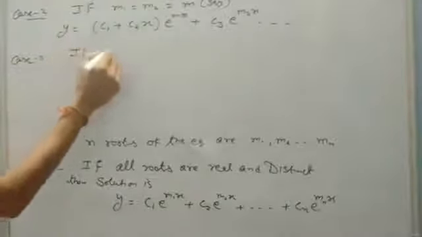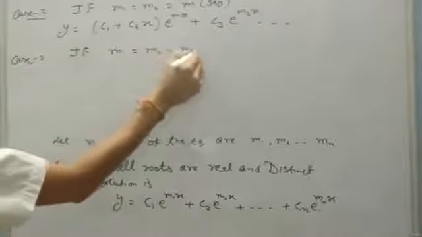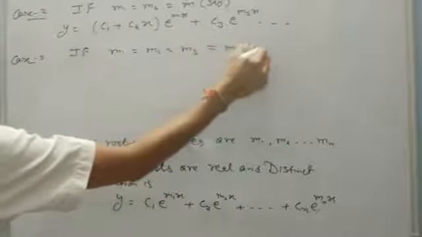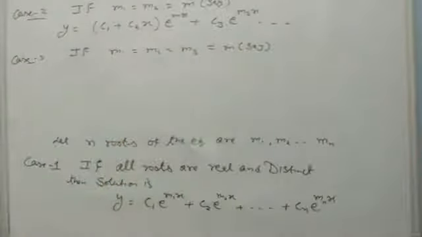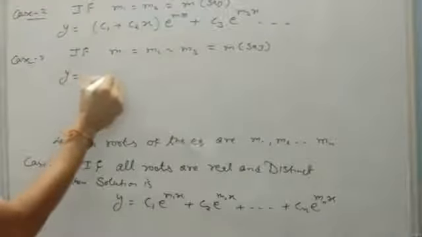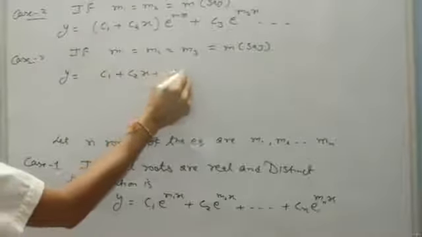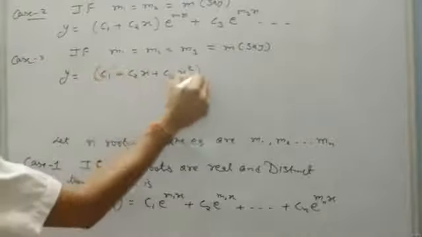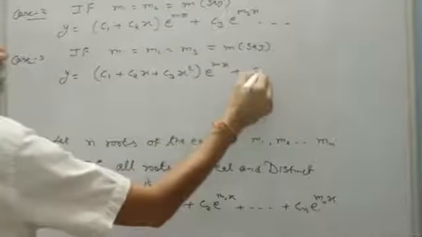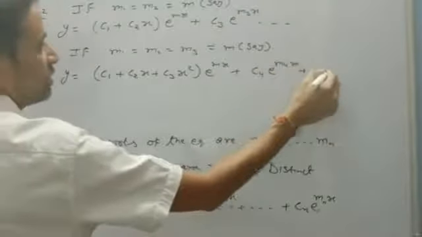Case number 3: if m1 is equal to m2 is equal to m3, say m, now there are three equal roots, then y equals c1 plus c2x plus c3x square, times e to the power mx, plus c4 e to the power m4x and so on.